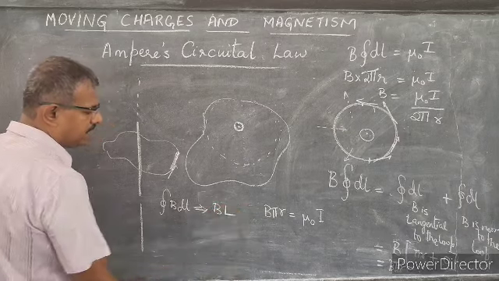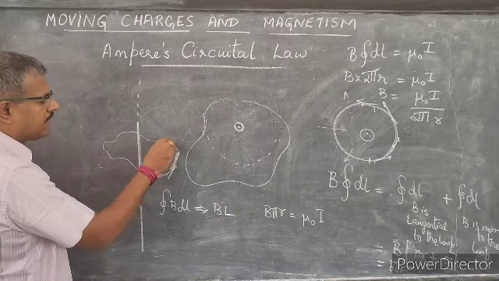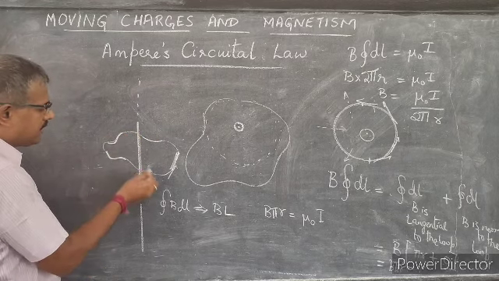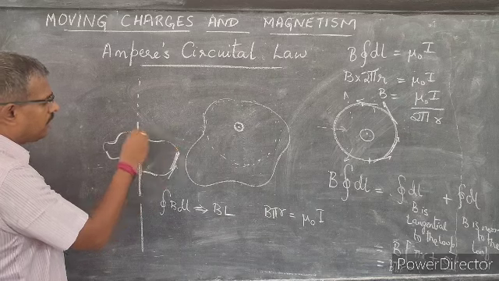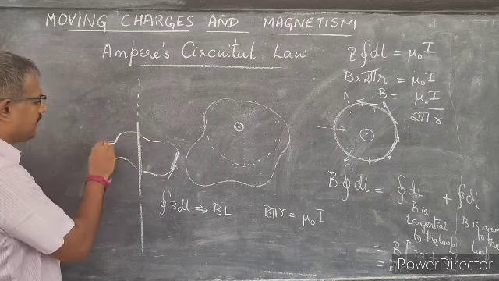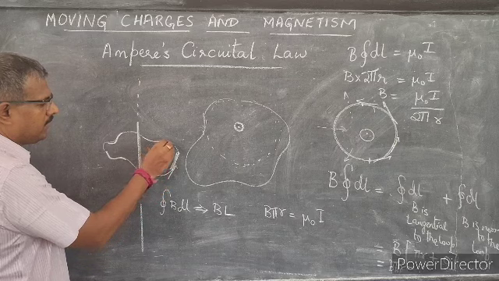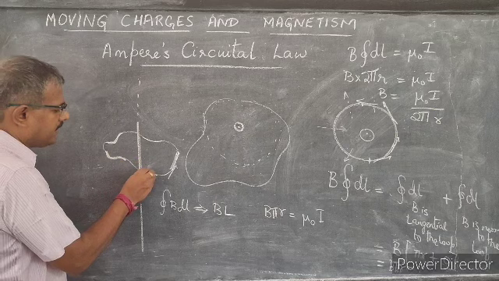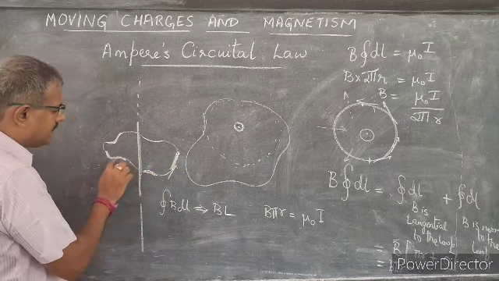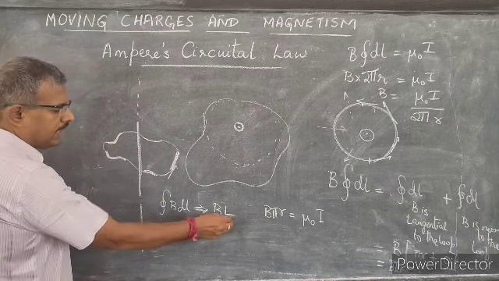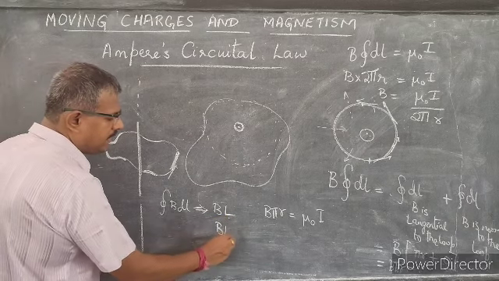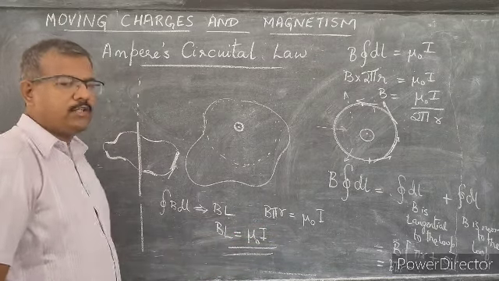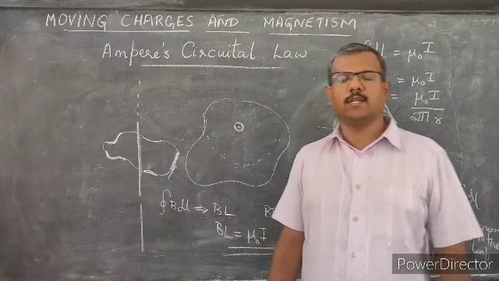Then that becomes L. So if the length of such line elements all across, so if it's here it's tangential, here it's tangential, here it's tangential, here it's tangential, and in all other places it is normal. Say here it's normal, here it's normal, here it's normal. But at these darkened places, it's tangential. And the total length of these line elements adds up to capital L. Then the left hand side becomes BL equal to mu naught I. So this is how you need to apply Ampere's Circuital Law.